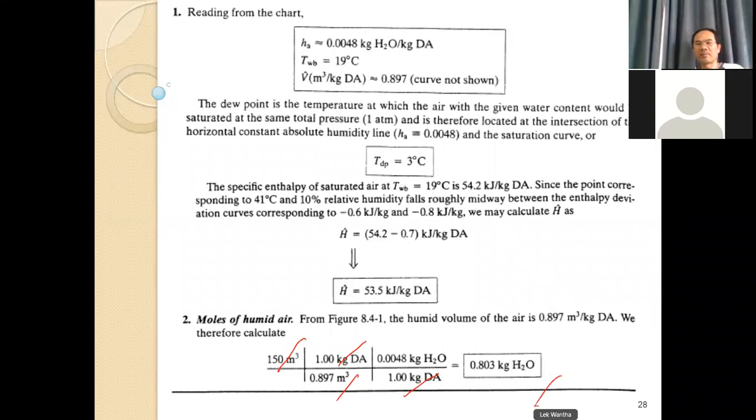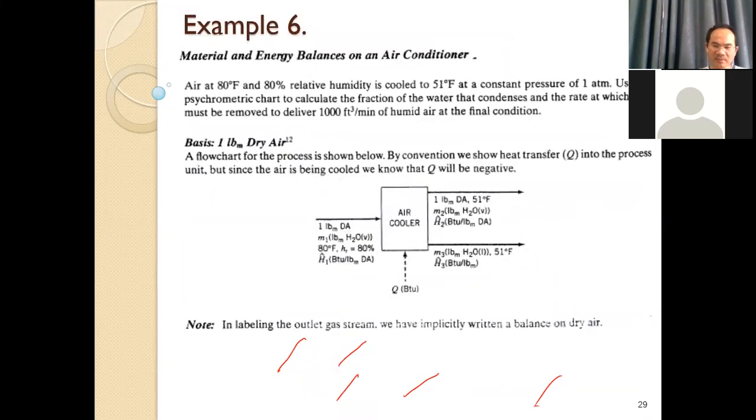This is the information from the psychrometric chart. You can use the psychrometric chart to calculate the water and air system. And for the next example, we will use the psychrometric chart for the energy balance and material balance, or mass balance. For this, we use the air conditioner or air cooler. We use it to cool the temperature of the air.